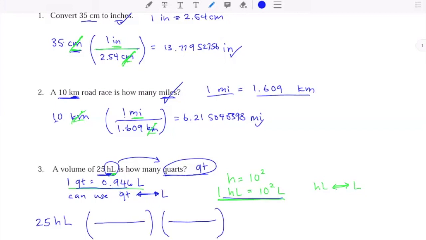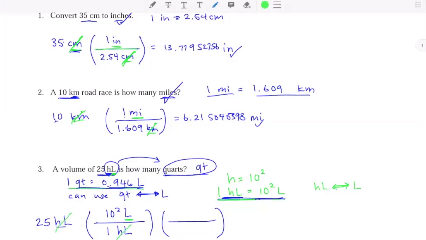What's going on the bottom of the first is to cancel out HL, I'm going to use this 1 HL. On the top of this fraction is the other side of the equality, 10 squared liters. On the bottom of the second is this 0.946 liters. Okay. Actually, let's cancel that out before I go on. So hectoliters and hectoliters will cancel out. What's left is this liters on top.